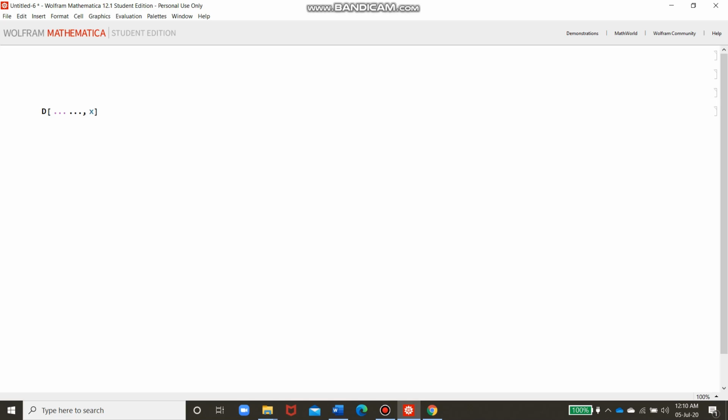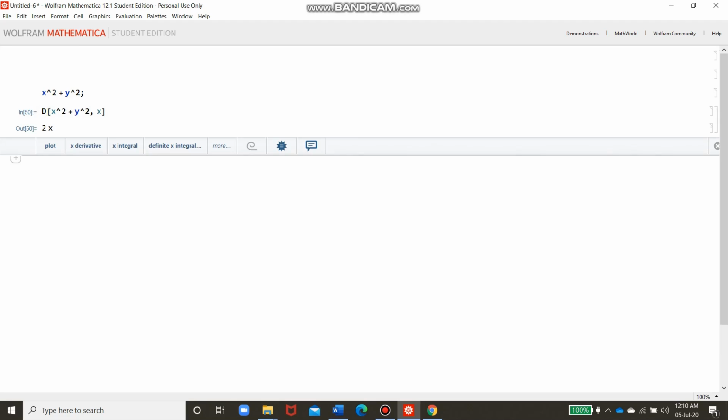And right now, for example, I want to differentiate X squared plus Y squared. I'm just going to put a semicolon so that it doesn't show in the output. So I want to copy this equation, X squared plus Y squared, and differentiate it with respect to X. The answer is supposed to be 2x, and I press shift enter, boom, it's 2x.